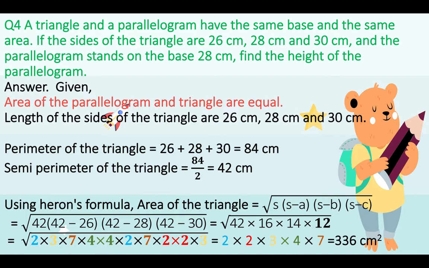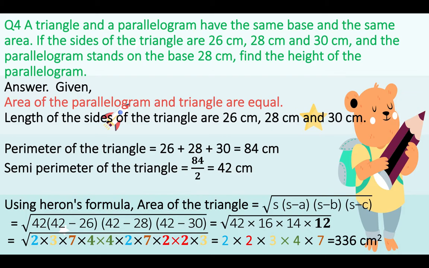Now what we have to do is find the height of the parallelogram. How can we do this? First we will find the area of the triangle. How will we find the area? Since we are given the three sides, we will use Heron's formula to find the area of the triangle. Then we know the areas of the triangle and parallelogram are equal.